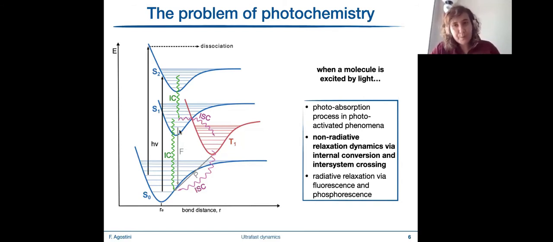I will not be dealing with the fluorescence phenomena, indicated here by F, and phosphorescence phenomena. They are radiative relaxation pathways happening on longer timescales than what I'm interested in, and without taking into account explicitly the presence of photons in the problem, we cannot describe these kinds of processes.